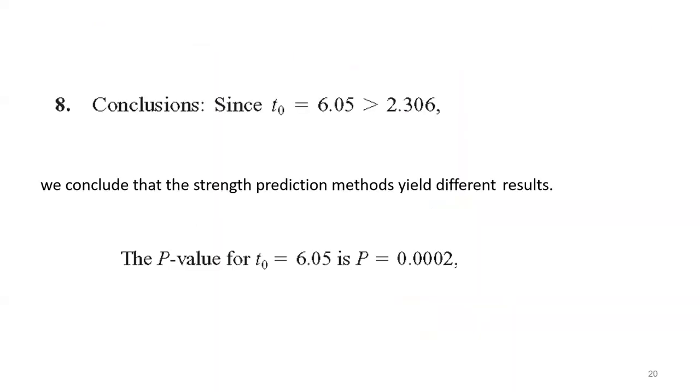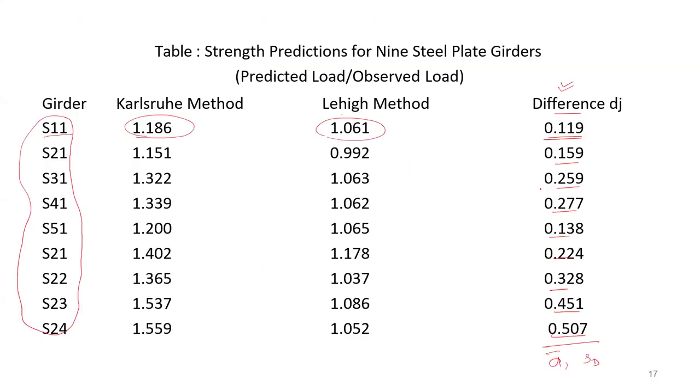Here the p value is coming out to be 0.0002, which is less than 0.05. So in that case I can reject my null hypothesis. So we can conclude that the strength prediction methods yield different results. Now this is important. Practically, see what exactly can be inferred out of this. For example, in one plant, people are using this K method and in another plant, they are using the L method to measure the strength of the steel plates. Then that means they are not following the standard process.